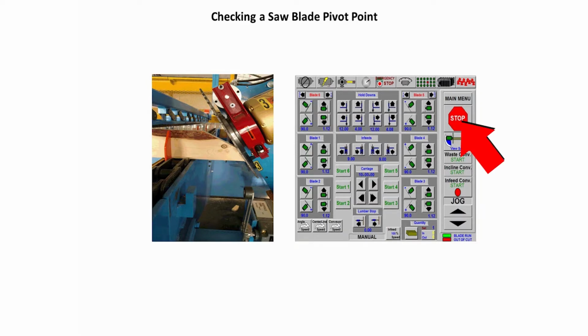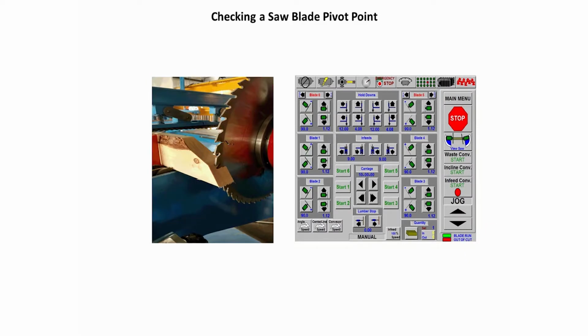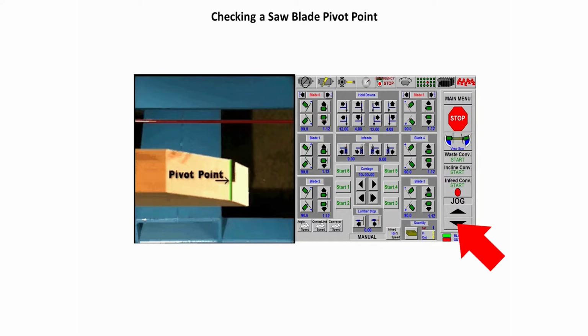Stop the saw blade, repeat the reverse jog of the conveyor, and now move the saw blade to a solid 90 degrees, and only cut halfway through the lumber. Stop the saw blade and jog the conveyor in reverse to back the lumber completely out of the saw.